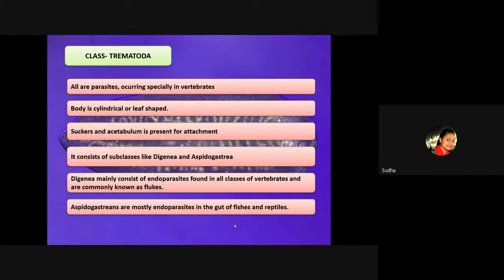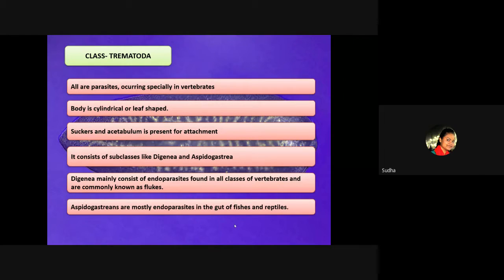Next, there are suckers and an acetabulum present for attachment. If we look closely, we can find some suckers and an acetabulum. The acetabulum is a cup-like structure used for attachment. These suckers and acetabulum mainly help the parasite keep itself attached to the host. Next, it consists of subclasses like Digenea and Aspidogastrea. These are two subclasses which you can remember. Subclass Digenea consists of those endoparasites found in all classes of vertebrates and commonly called flukes.